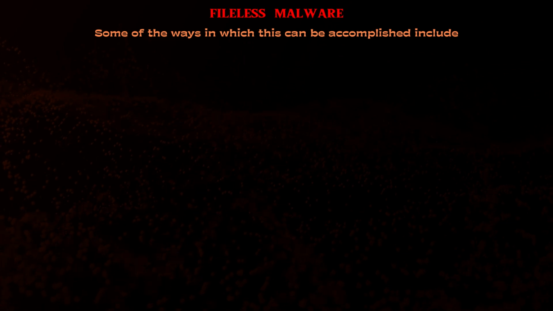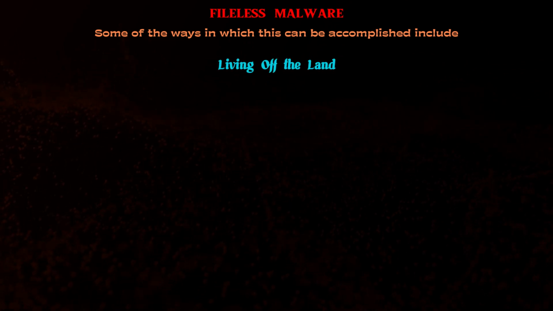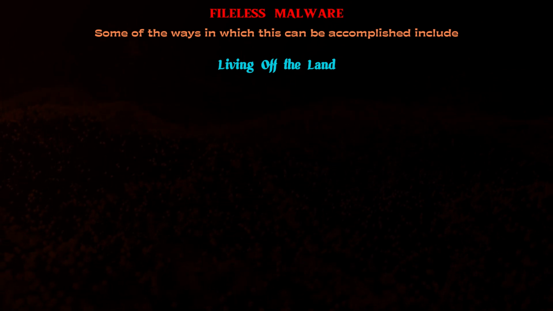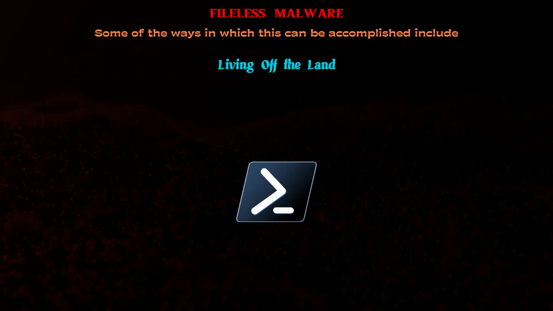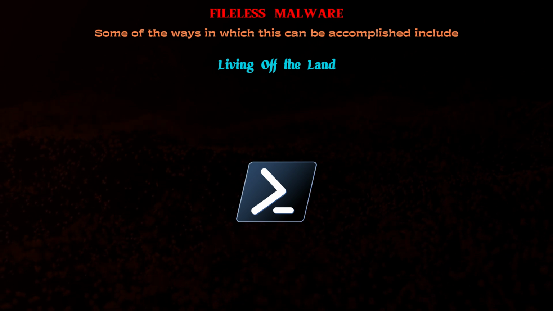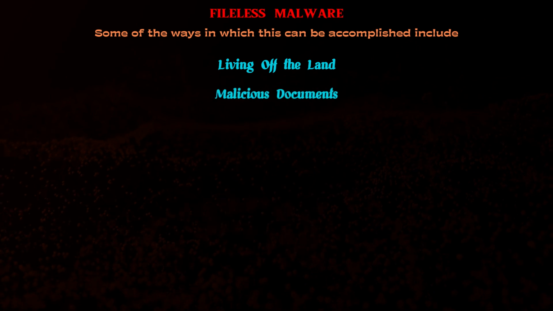Some of the ways in which this can be accomplished include living off the land. Many of the actions that malware performs can be accomplished with legitimate system functionality. Fileless malware commonly uses PowerShell in order to access the built-in Windows API functions that would normally be used in a malicious executable file. Malicious documents.